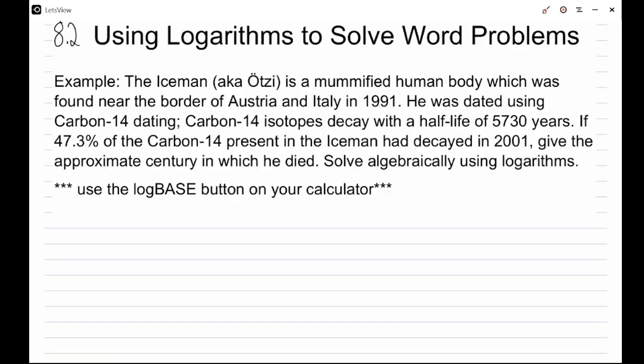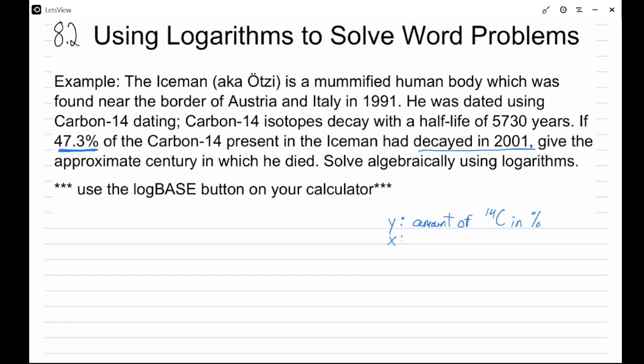So as we work our way through this question, it should be familiar to us. We're looking at the amount of carbon-14 present in a mummified human body. We find that 47.3% of the carbon-14 present had decayed in the year 2001. So we're going to set up our variables. I'm going to use y to be the amount of C14 present, and I'm going to do that in a percentage. You can, of course, do that as a decimal if you want to as well.